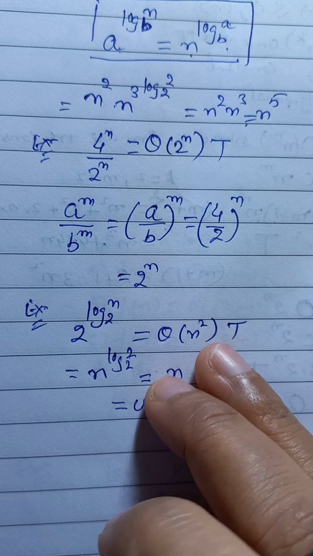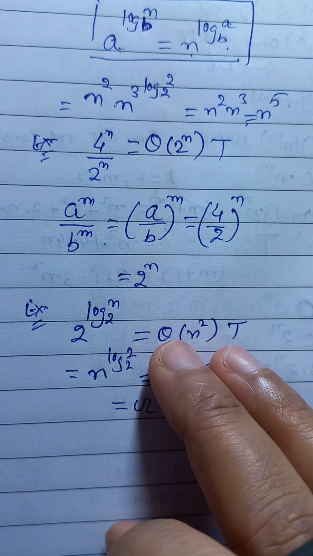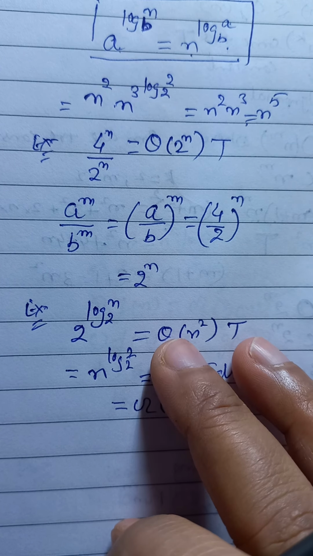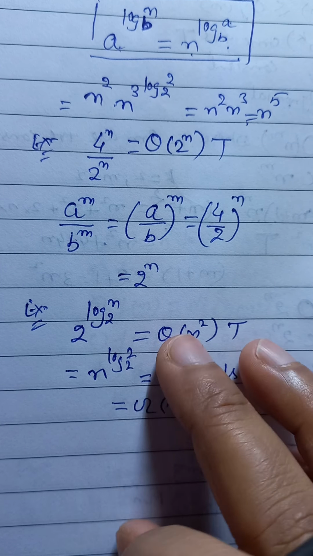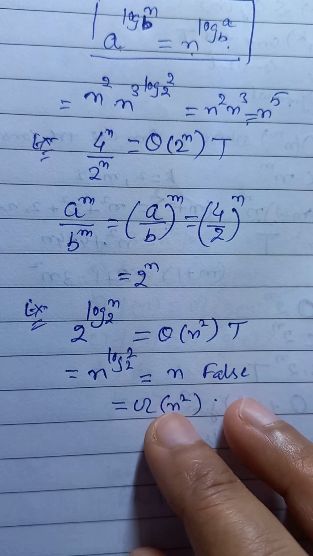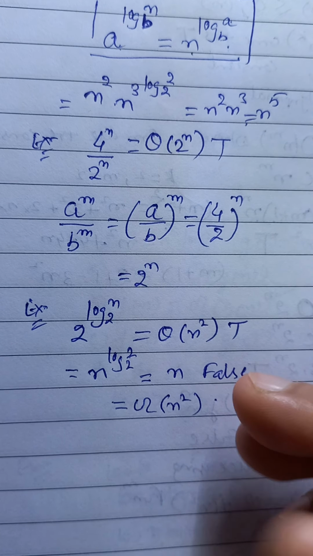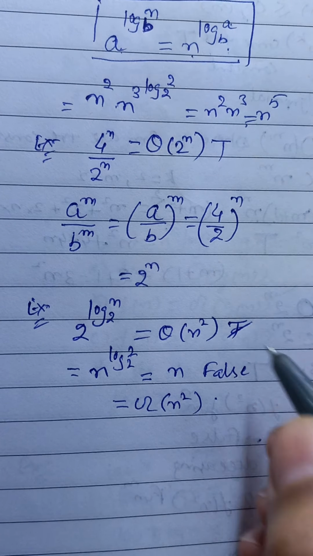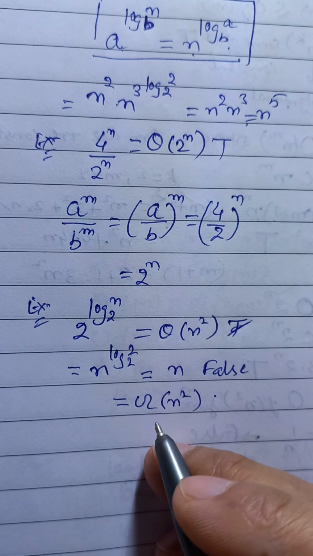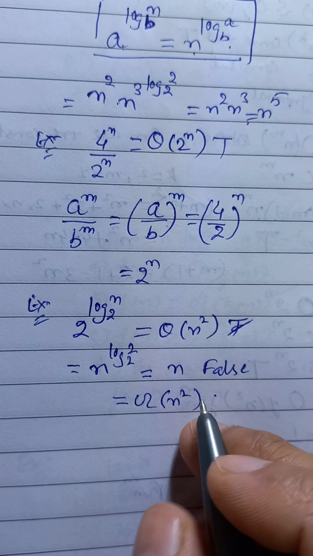So this is n. But what is the condition? The condition is theta n square. So this thing will be equal, but this is not equal. That's why this is false. This is not true, so we can say this is false.